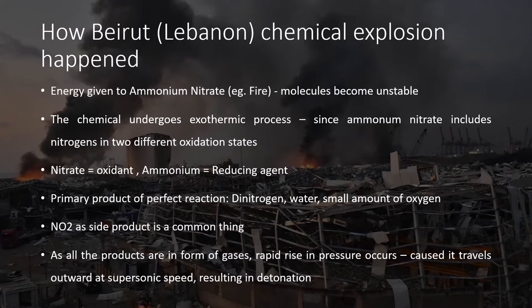When energy is given to ammonium nitrate, such as from the fire, the molecule becomes unstable, based on Hawas 2020. Since ammonium nitrate includes nitrogens in two different oxidation states, the species undergo an exothermic process. The nitrate serves as an oxidant, while the ammonium functions as a reducing agent. The primary products of a perfectly pure reaction are dinitrogen, water, and a small amount of oxygen. However, side products such as nitrogen dioxide are frequent.